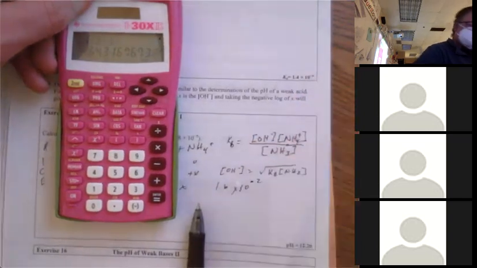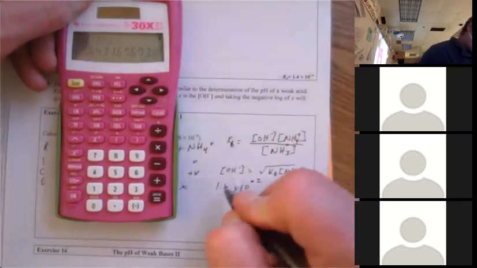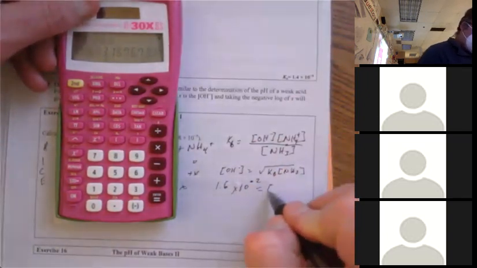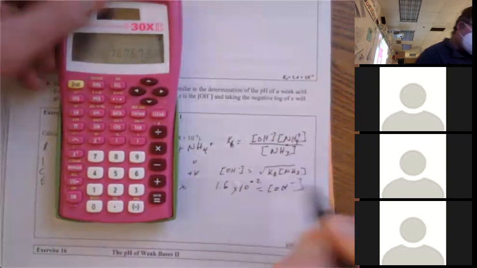Confused on one of my things like that. Is that a decimal point? 1.6 times 10 to the negative second. That equals the hydroxide ion concentration.